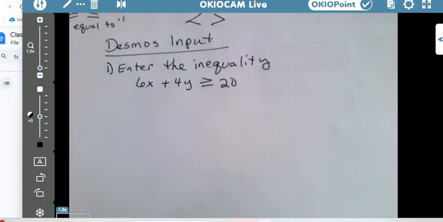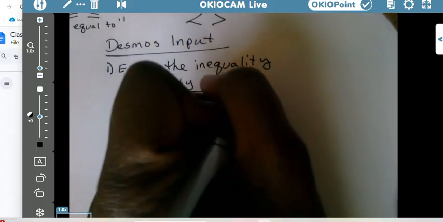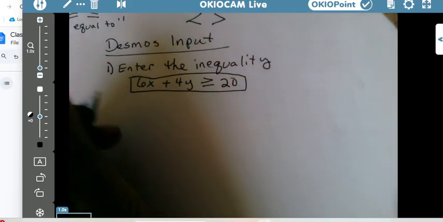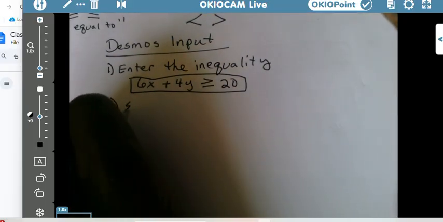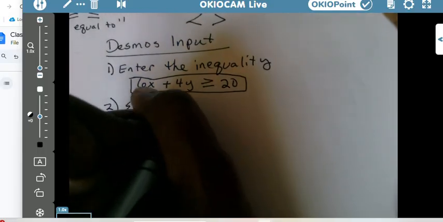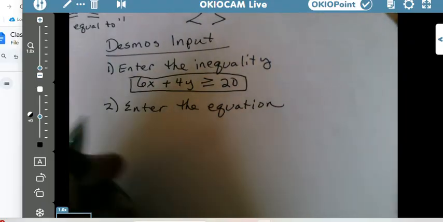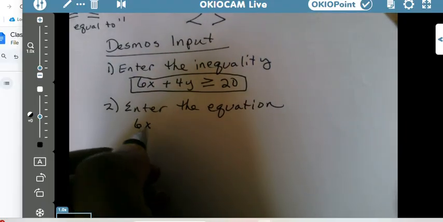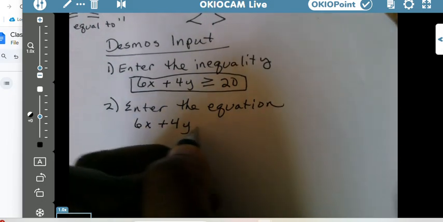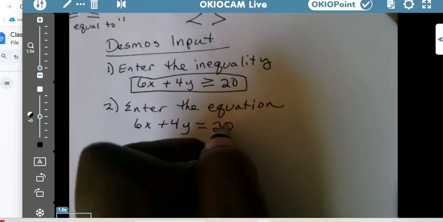I'll give you a little video review and tell you what you put on your notes. That helps, doesn't it? Alright, enter the inequality in Desmos. So this is what you'll type. Now, the second part is to enter the equation for the inequality. Unfortunately, this will not show you the table of values if the inequality is in standard form.